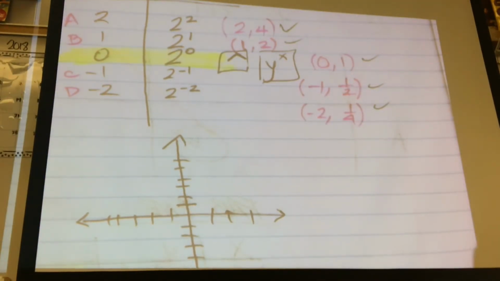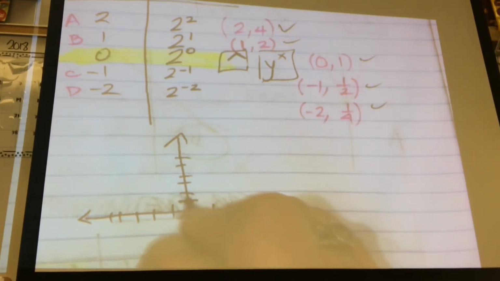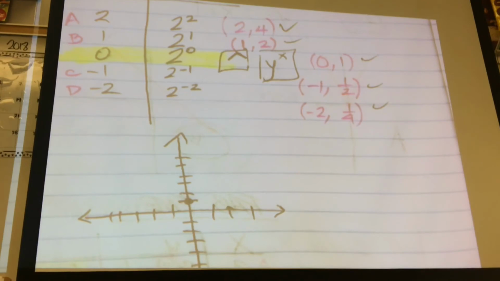Camden, help me out. How do I graph 0, 1? Tell me which direction to go. We'll start at the 0, the origin, and then you go up 1. Nice work. He said the word origin. 0, 1. I love that academic language.